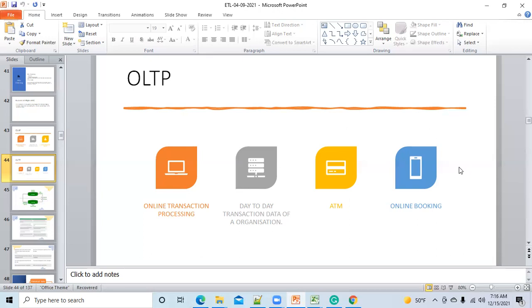So now I think OLAP and OLTP is clear, guys. Yeah. Okay. Yeah, clear.